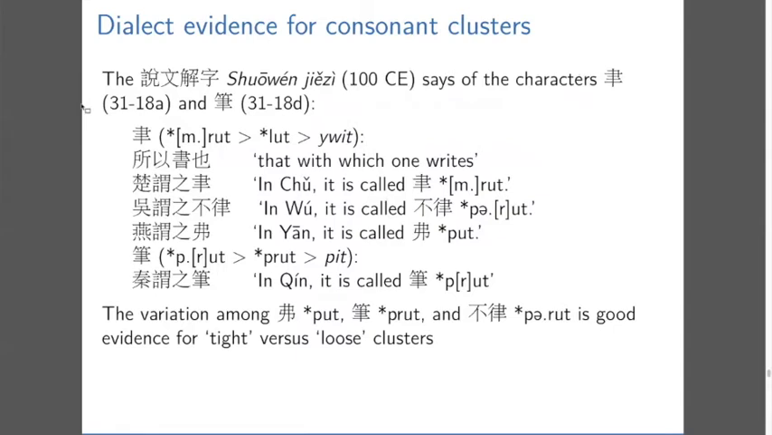And then here's a discussion from the Shouwen about dialect differences. So they say, okay, there's this word brush, and in Chu it's called mrut, and in Wu it's called prut, and in Yan it's called put, and in Chin it's called prut. So this is good evidence for figuring out how Old Chinese was pronounced. Explicit discussion of dialect variation.